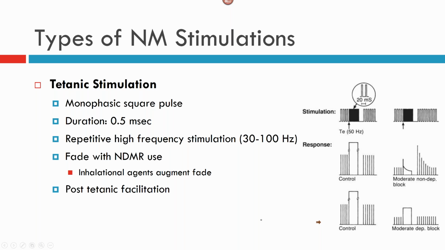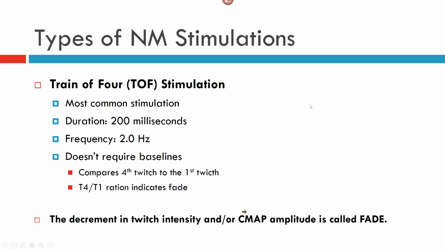I just wanted you to know that there are 3 types of stimulation, and one of them is single stimulation. The second one is tetanic, and the third one we are going to talk about is the train of four stimulation. It's the most common stimulation, and the setup is 200 milliseconds. The frequency should be 2 hertz, and it doesn't require a baseline. And with every stimulation you can get the information.